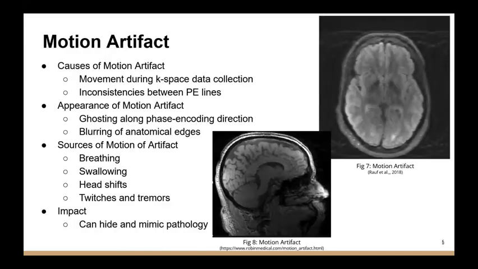Now, looking more at motion artifacts, motion corrupts K-space because it makes different phase encoding lines inconsistent with one another. When those lines no longer match, the reconstructed image shows ghosting in the phase encoding direction or overall blurring. In real clinical scans, this kind of motion comes from normal things like breathing, swallowing, small head shifts, twitches, or tremors. These types of movement are nearly always present, and even very small movements can distort the image.